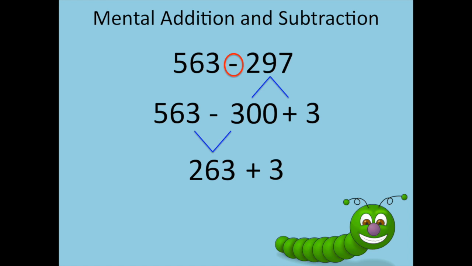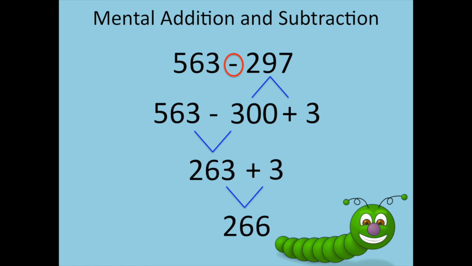So the reason I'm adding 3 back in is because I subtracted 3 too many by changing 297 to 300 so it could be solved mentally. So when I add 3 back in, I end up getting 266. So with subtraction, be careful.